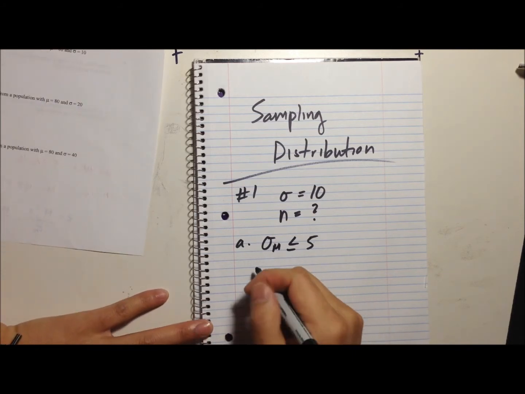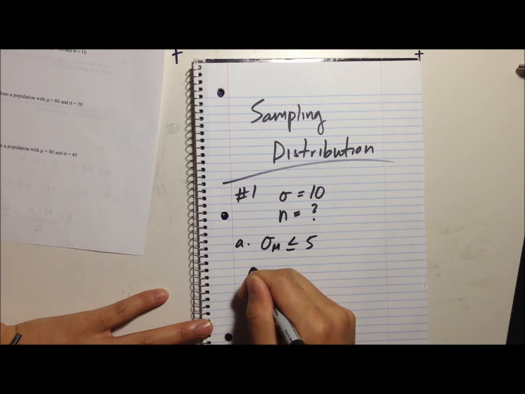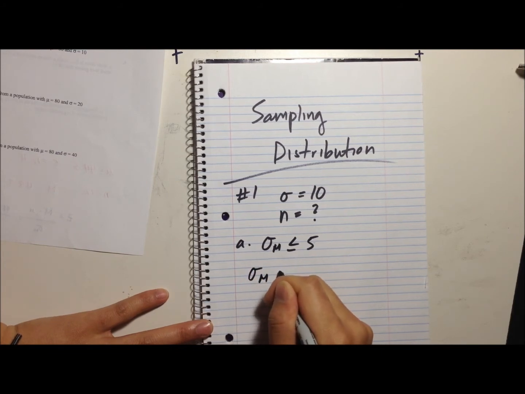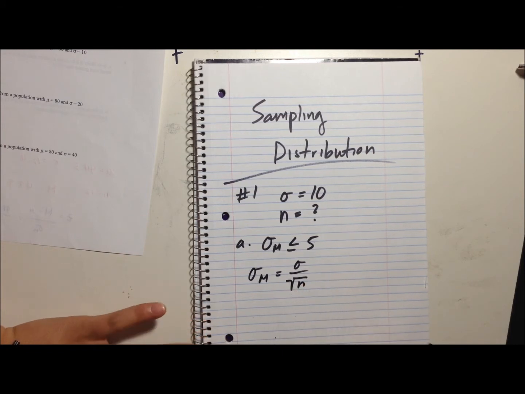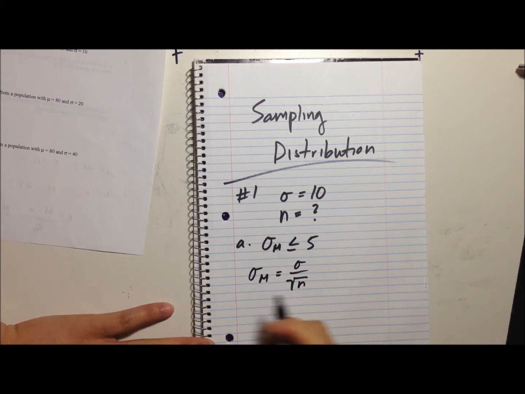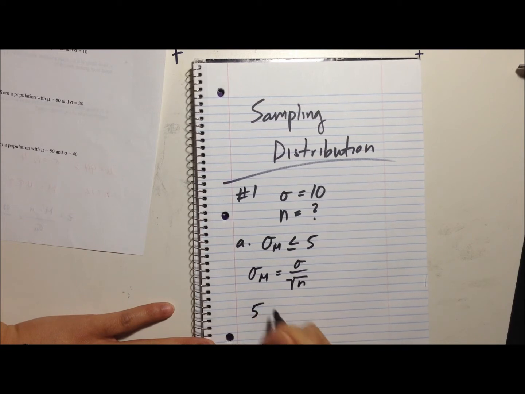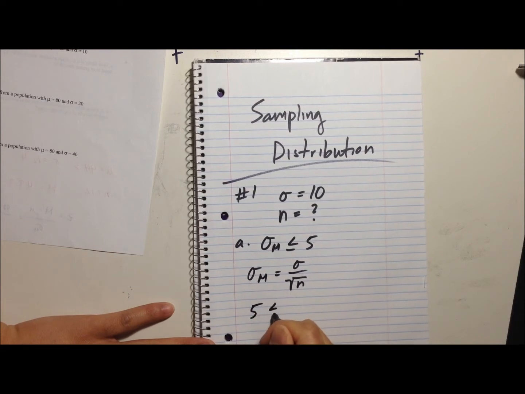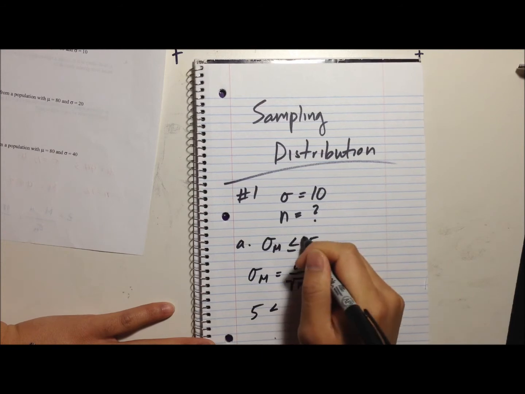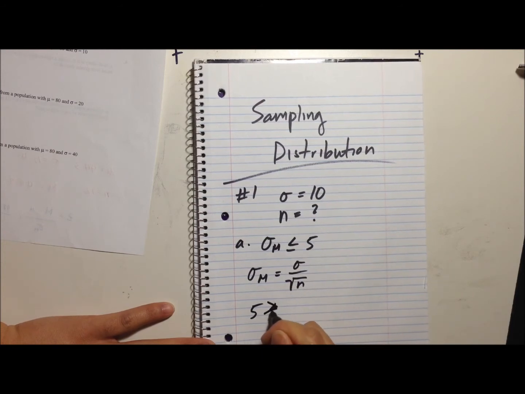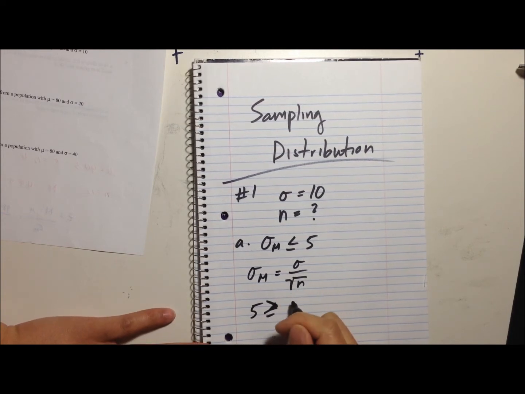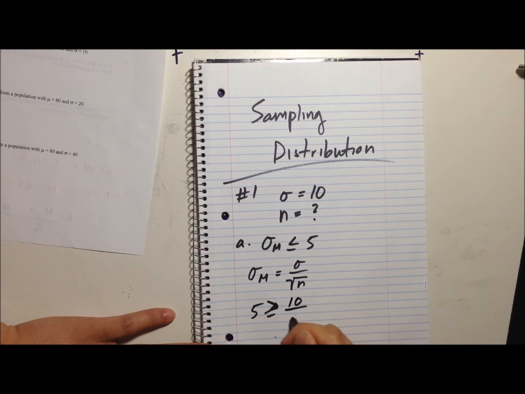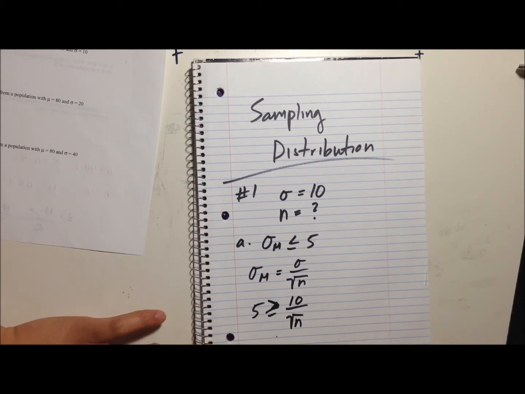First, I always write out my formula. So standard error is equal to standard deviation over the square root of n. Now I'm plugging in all my knowns. So we know the standard error needs to be less than or equal to 5, or you notice how the greater than is on that side, so I'm going to make it: it has to be greater than or equal to this guy here. So we know our standard deviation is 10, and we don't know our n. That's the thing we're trying to figure out.